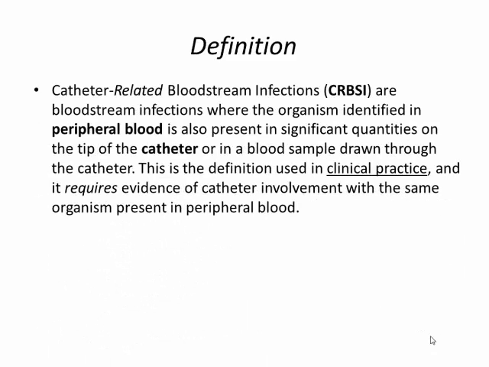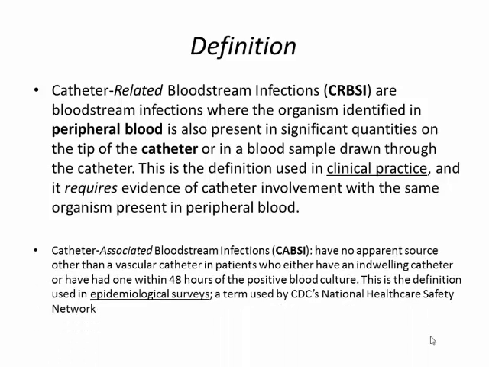So this is the definition of catheter-related bloodstream infection. The organism that is identified in peripheral blood is also present in significant quantities at the tip of the catheter, or when you have a blood sample drawn through the catheter. I'll show you what significant quantities means in a few slides. This is what we use in clinical practice, and it requires evidence of catheter involvement. It has to have the same organism as that in the peripheral blood. This is slightly different from catheter-associated bloodstream infections. I won't go into that definition. Just know that that's mainly used for epidemiological surveys, like by the CDC's National Healthcare Safety Network.